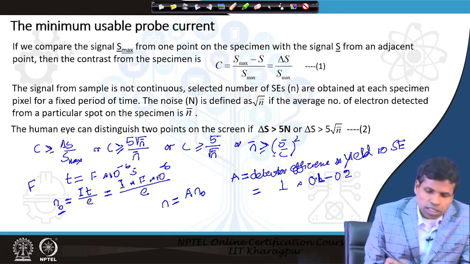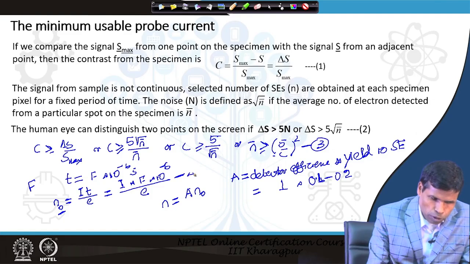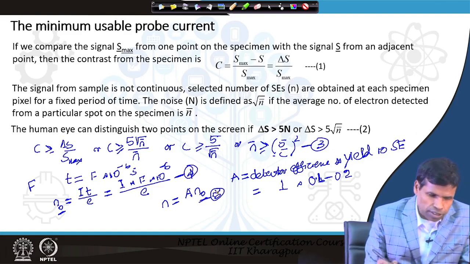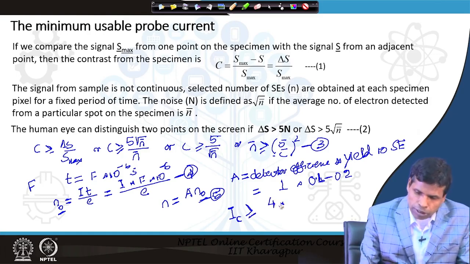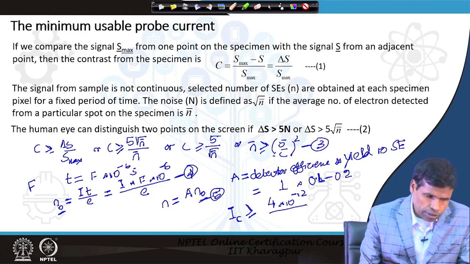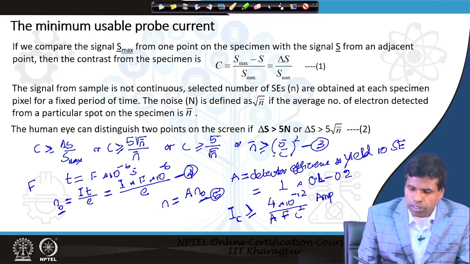So, if we combine these equations, let us say this is 2, this is 3, this is 4, this is 5, then we need a current I, that we say critical current, let us say IC, which should be equal to or greater than 4 into 10 to the power minus 12 divided by A F C square, in ampere.